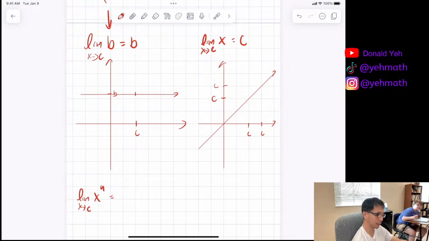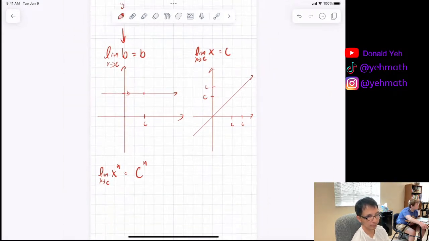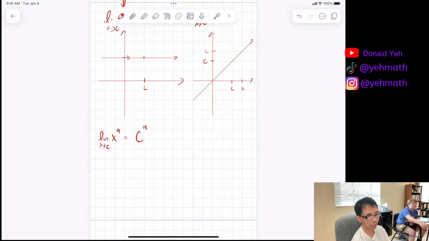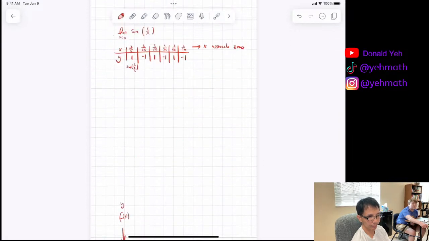So for B and for the last two, you knew how to graph B and you knew how to graph X. So how do you know what the graphs will look like? Yeah, it doesn't matter in this case. You just plug in C into there. So it'll be C to the N. It doesn't matter.